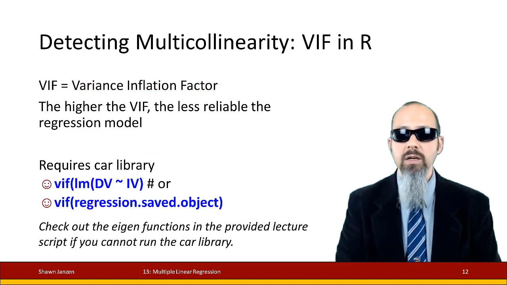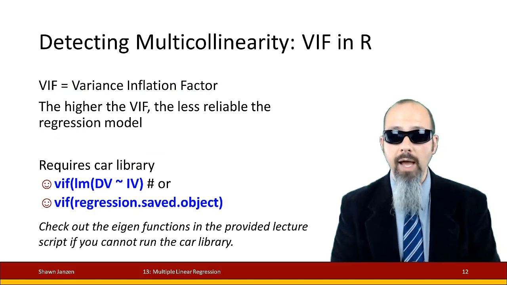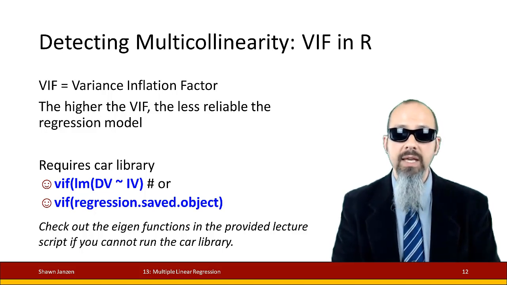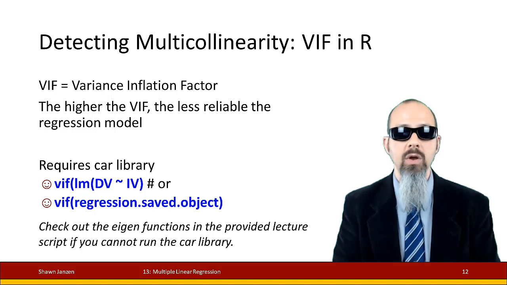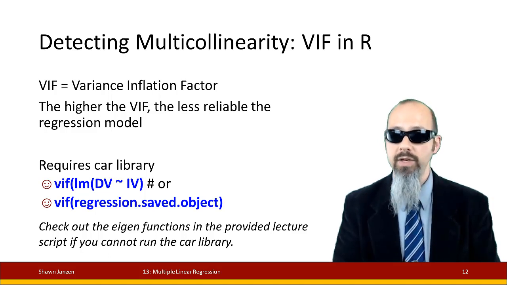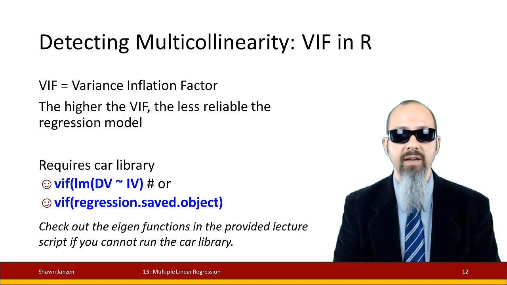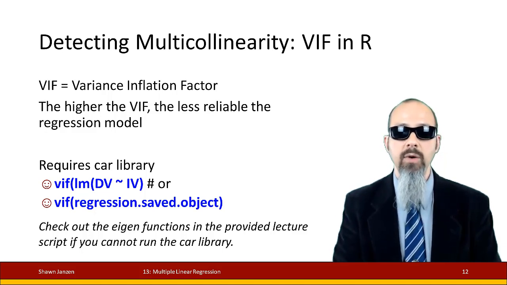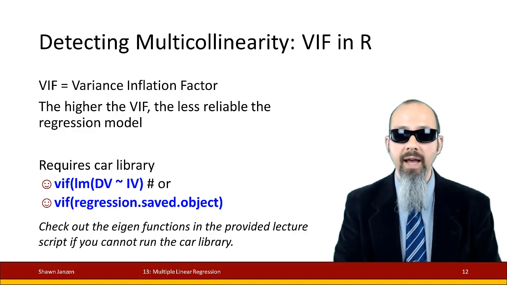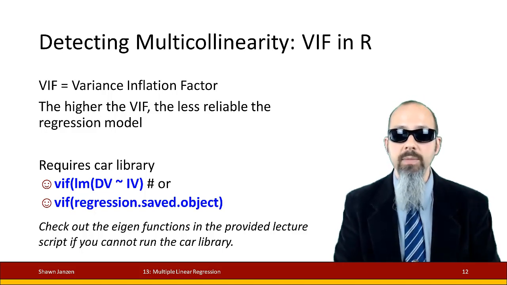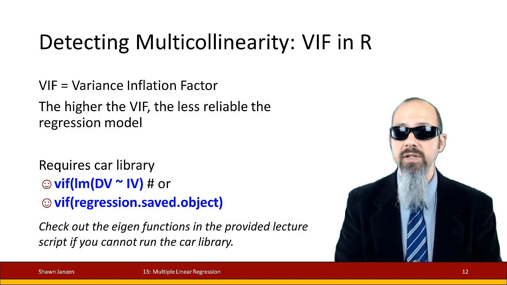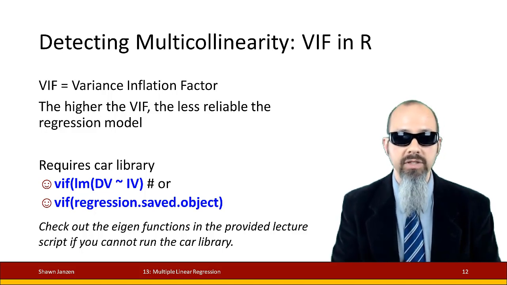Now, how do we get this in R? Super easy. We need the car library, and once you have the car library, all we need is the function vif. Inside vif, you can write your regression model, or if you have your regression model as a saved object, which I did earlier, then we can put that inside of the vif. Now, if you can't get access to the car library or you're having problems with the VIF scores, I did include in the lecture script a few extra functions that are buried in the script on eigenfunctions. So check those out or come see me, and I'll show you other ways that are a little less simple and straightforward than using a VIF score, but can certainly help you track down the multicollinearity here.